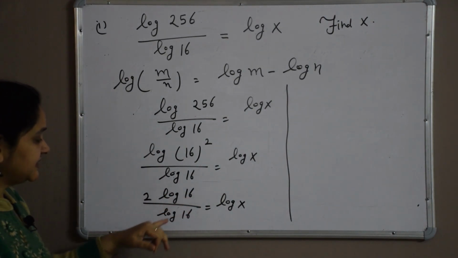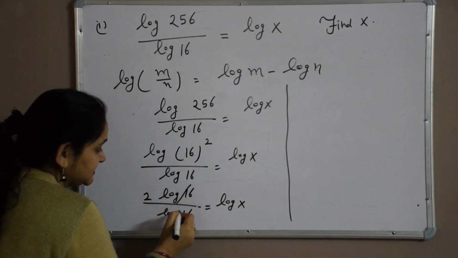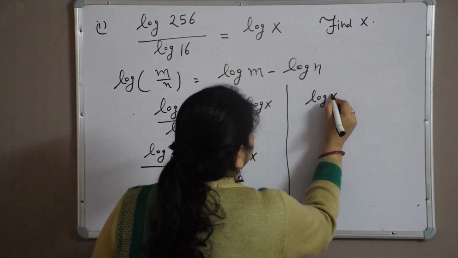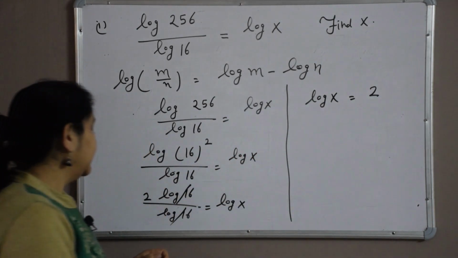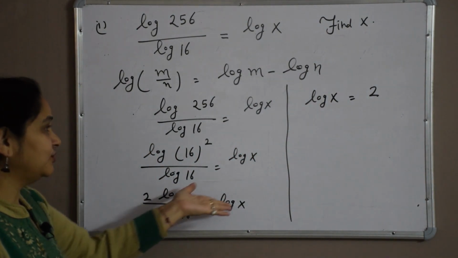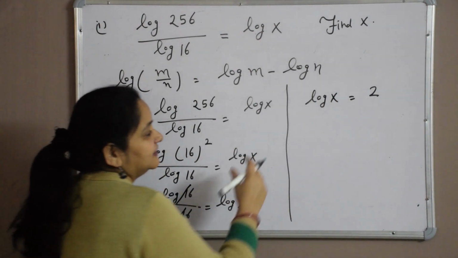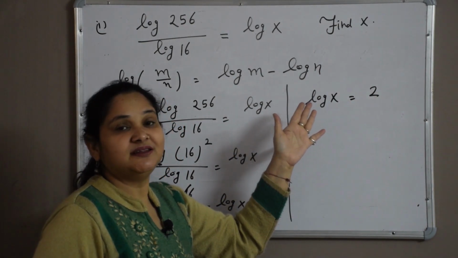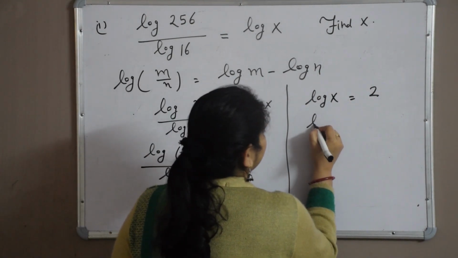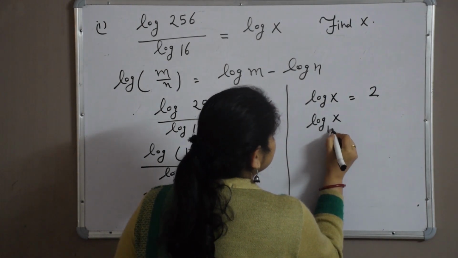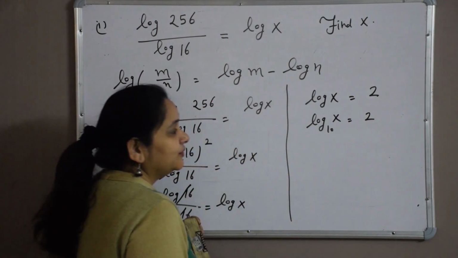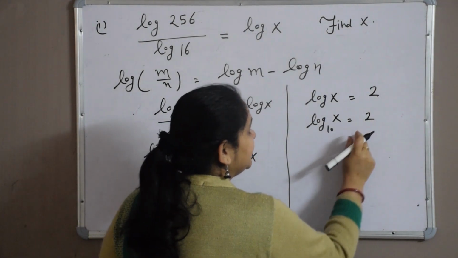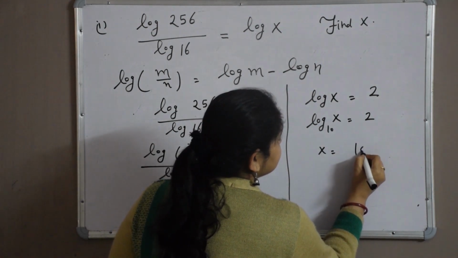Now in 2 log of 16 divided by log of 16, log 16 and log 16 cancel out. So we are left with log of x is equal to 2. On the right hand side we have only 2, but the base is not mentioned. Now how can we find the value? We have to convert it to the exponential form, and since the base is not mentioned, we can write log of x to the base 10 is equal to 2. Now we have the base, we will convert it to the exponential form, and this base will go to the other side, that is 10 square.